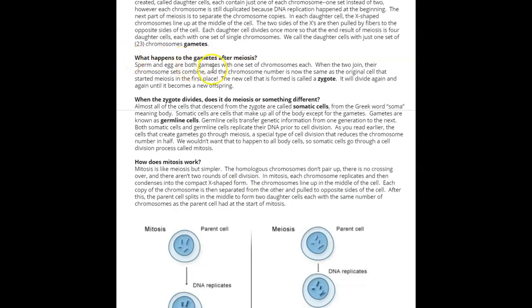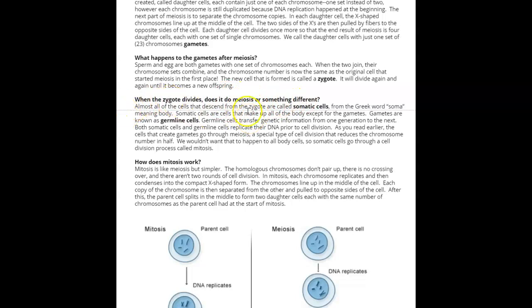Sperm and egg are both gametes with one set of chromosomes each. When the two join, their chromosome sets combine, and the chromosome number is now the same as the original cell that started meiosis in the first place. The new cell that is formed is called a zygote. It will divide again and again until it becomes a new offspring. When the zygote divides, does it do meiosis or something different?